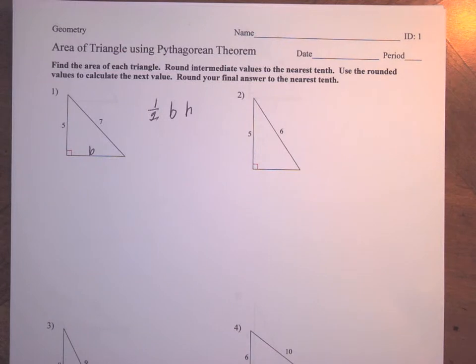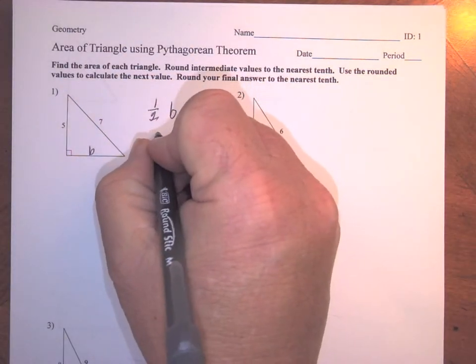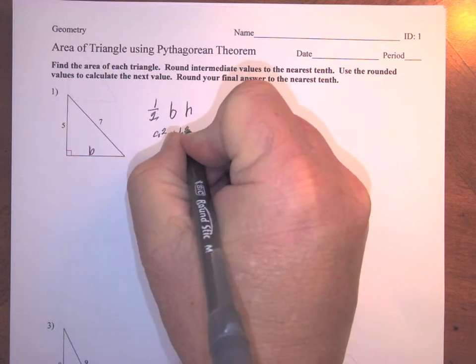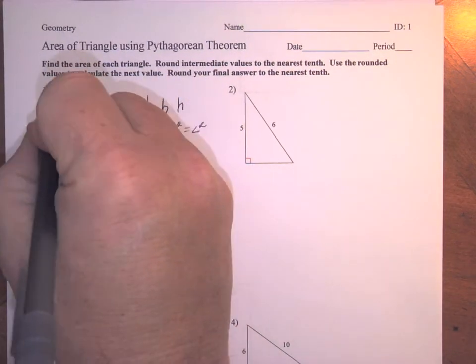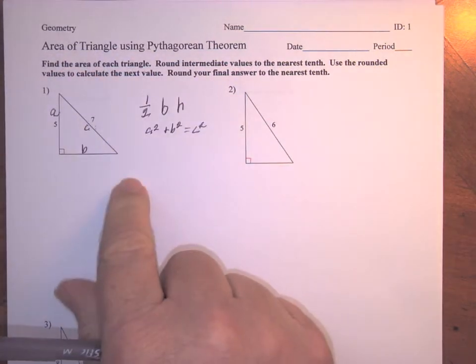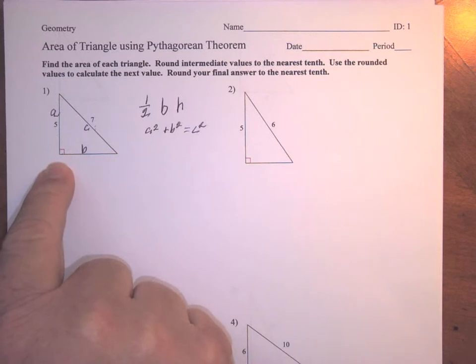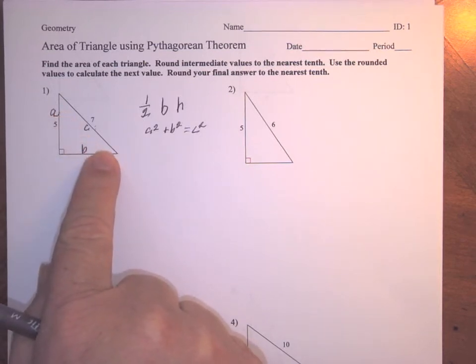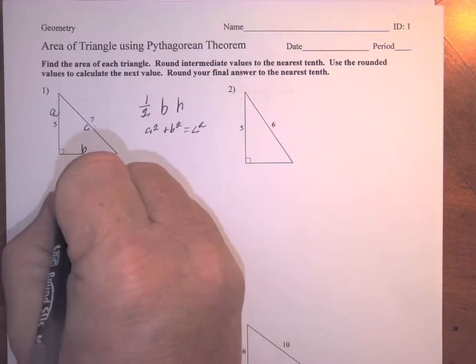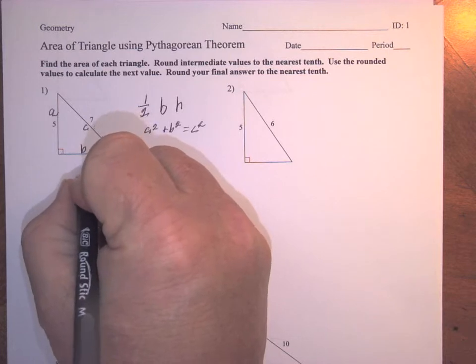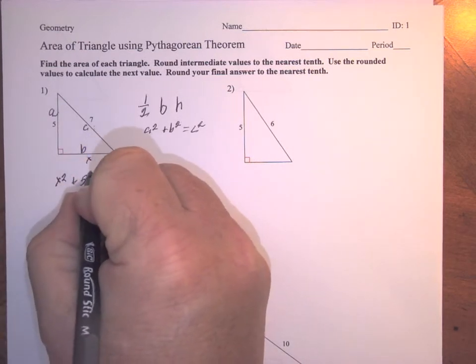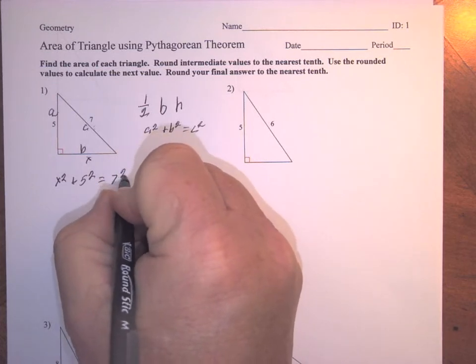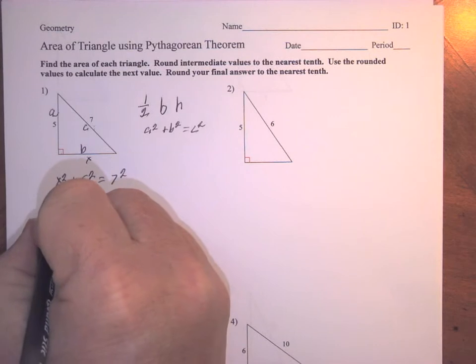And the way we're going to find this base is we are going to use the Pythagorean theorem, which, if you remember, was a squared plus b squared equals c squared, where c was always the longest side and opposite the right angle. So in this case, a is the height, so we've got it. We've got this one. So what are we going to do? Well, let's say for the base, we're going to find x. It's going to be x squared plus 5 squared, and that's got to be equal to 7 squared.